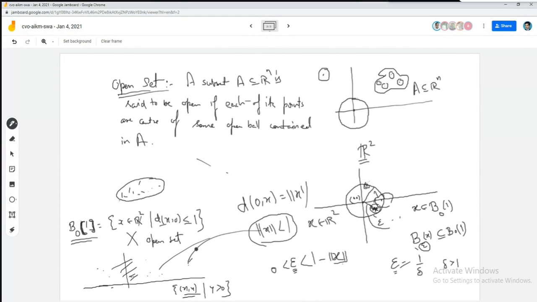So with this background, I am ready to define continuity of a function in Rn. Is it okay for everybody? Is everybody clear with open sets and non-open sets? Yes, sir. Okay.